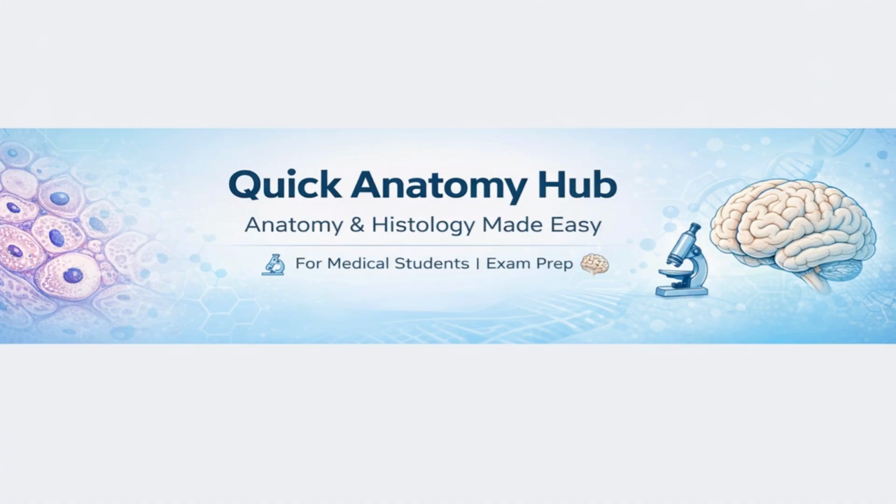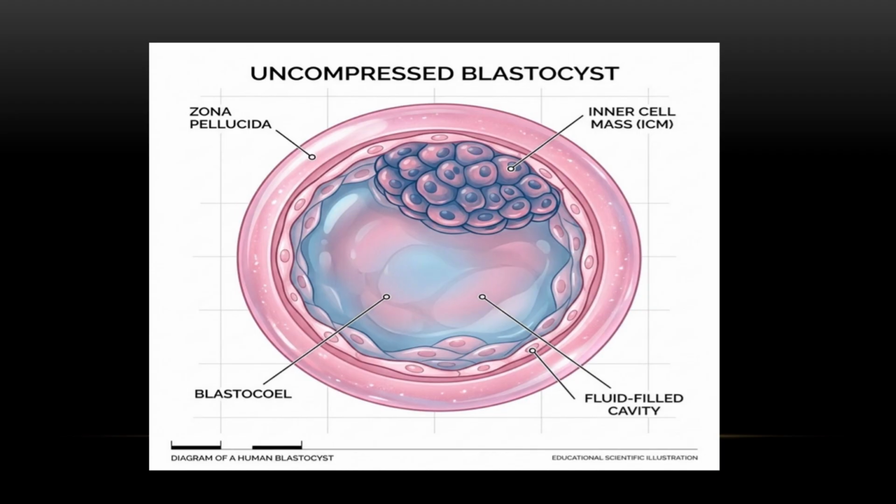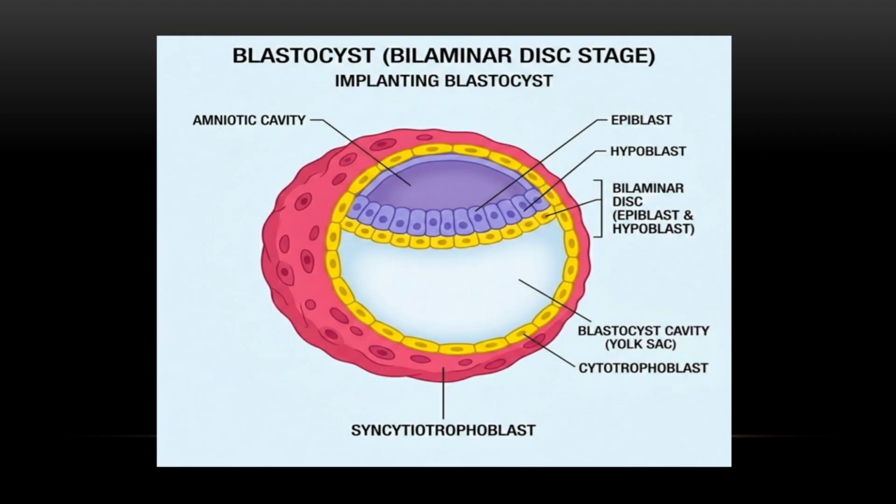We have seen the first week of development and formation of zygote and blastocyst in the previous video. Here's the second week. The blastocyst is not just a cluster of cells, it is a complex entity with two main parts: the protective outer layer known as the trophoblast and the precious inner layer known as the embryoblast.